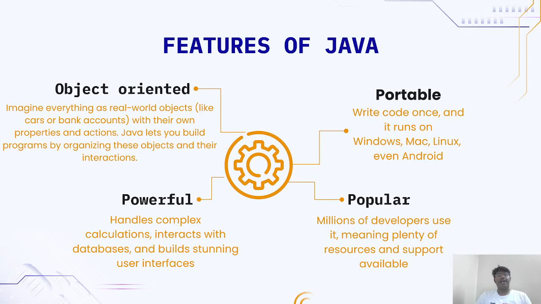Java is a portable language. You can write code once and run it on Mac OS and Linux and even in Android. Java is powerful. Java handles complex calculations, interacts with databases, and builds stunning user interfaces. Java is popular amongst the youth these days. Millions of developers use it, meaning plenty of resources and support are available.